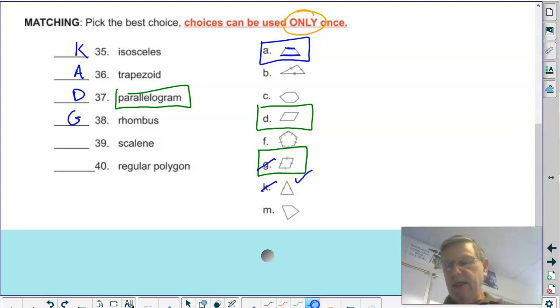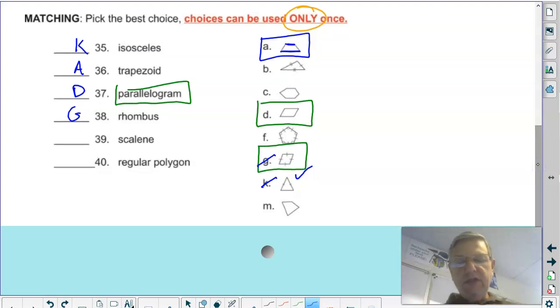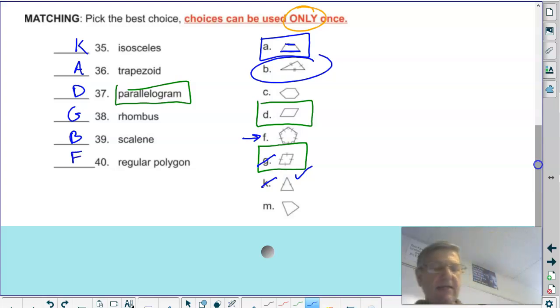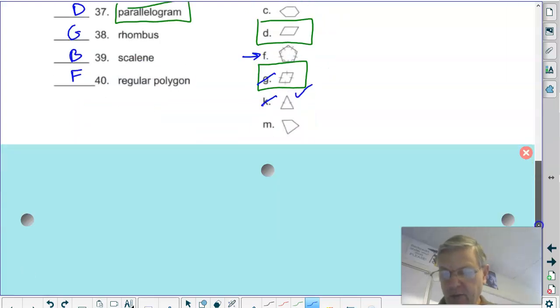All right, scalene, that's a triangle with no congruent sides. Notice the one arc, the 1 mark, the 2 mark, the 3 mark. So number 39 is the scalene. I've got one thing left, a regular polygon. Oh, okay. All angles are congruent. All sides are congruent. That would be F. K, A, D, G, B, F. All right, we're almost there.